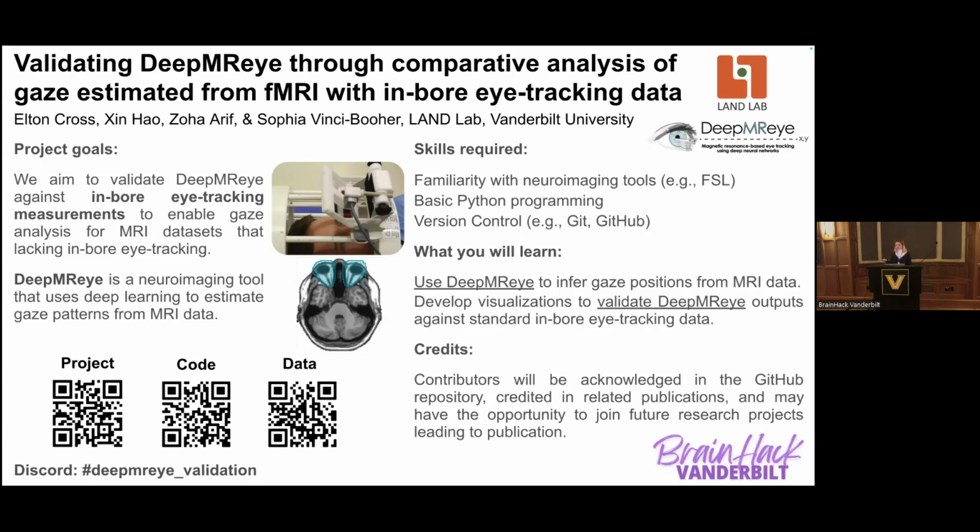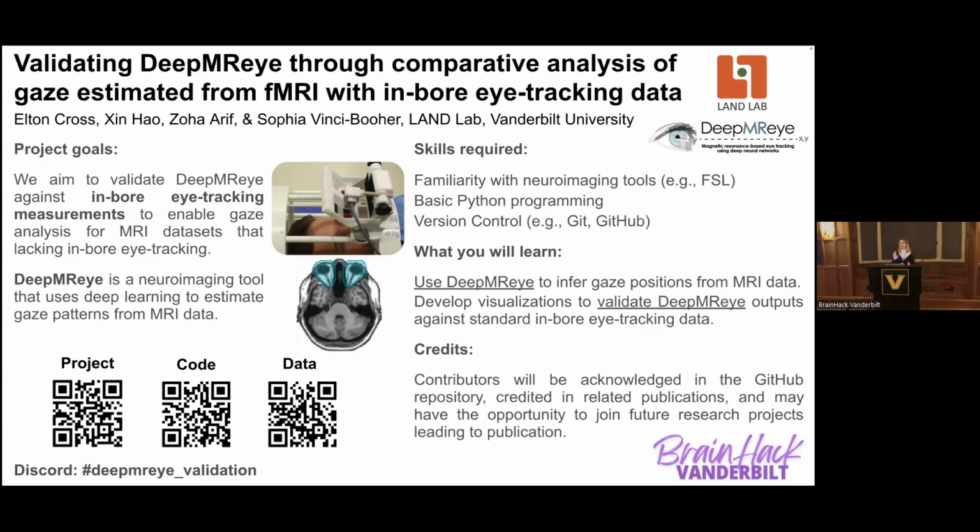And if this is the case, then deep MRI may serve as an alternative method to obtaining eye tracking data, while also giving us insight into how the neural correlates of attention and visual processing are modulated by gaze behavior in data sets where this would have been previously impossible because they lack that eye tracking data. So we are welcoming anyone to participate with us in this project, regardless of skill level.